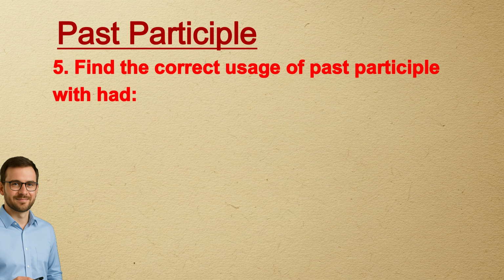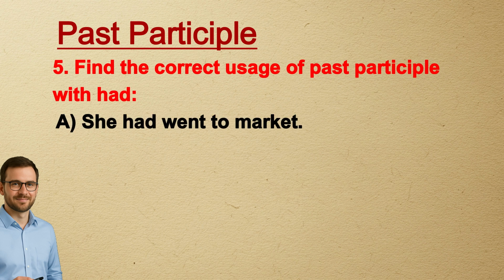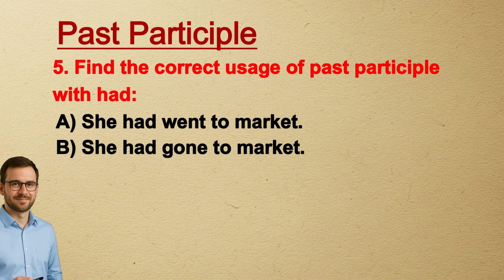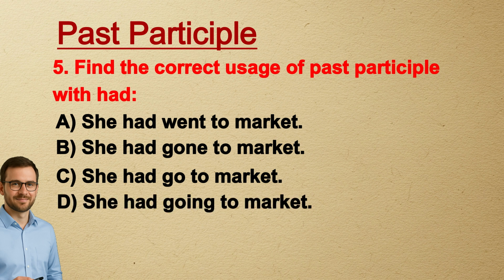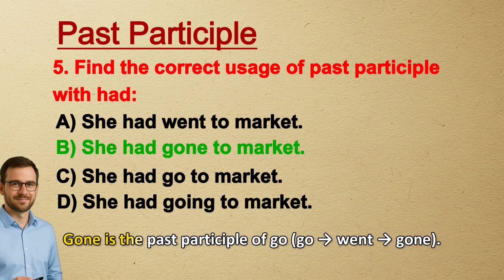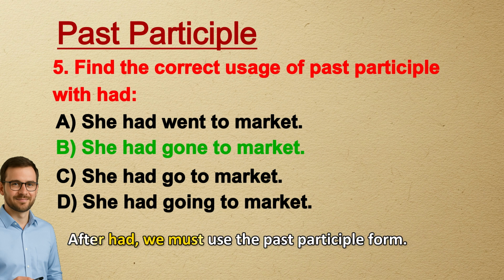Find the correct usage of past participle with had. A. She had went to market. B. She had gone to market. C. She had go to market. D. She had going to market. Correct answer, B. Gone is the past participle of go. After had, we must use the past participle form.